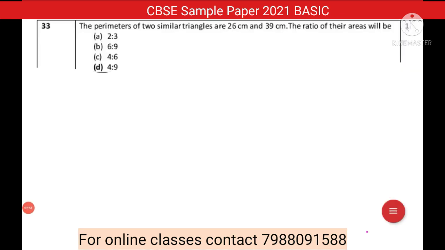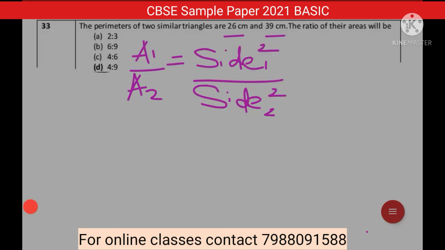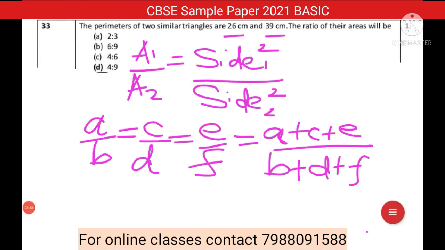In question number 33, we are given perimeters of two similar triangles and we have to find the ratio of their areas. We know that ratio of areas is equal to ratio of squares of corresponding sides. There is one more result, that ratio of sides is equal to the ratio of perimeters also. Actually, this is a concept of ratio and proportion which says that if two or more ratios are equal, then it is equal to the ratio of their sum also. And also this concept is available in NCERT exemplar book, and based on this concept there is a question in standard question paper also.